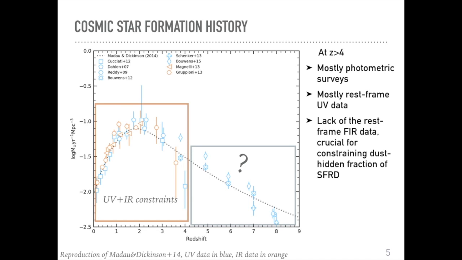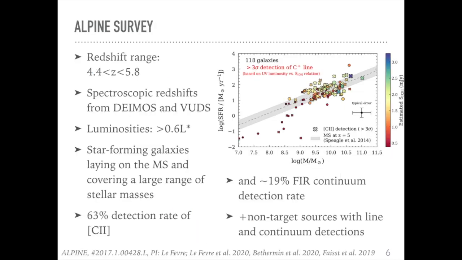But unfortunately, up until now, these constraints were very uncertain and the results were inconclusive, since it's quite hard to get a large sample observed in the rest frame far infrared. Therefore the ALPINE survey was built with the goal to get constraints on this star formation rate density hidden by dust at redshifts above 4. The galaxies were chosen from spectroscopic surveys such as DEIMOS and VUDS, and since all these galaxies have spectroscopic redshifts, we could ensure a high detection rate of [CII] luminosity.